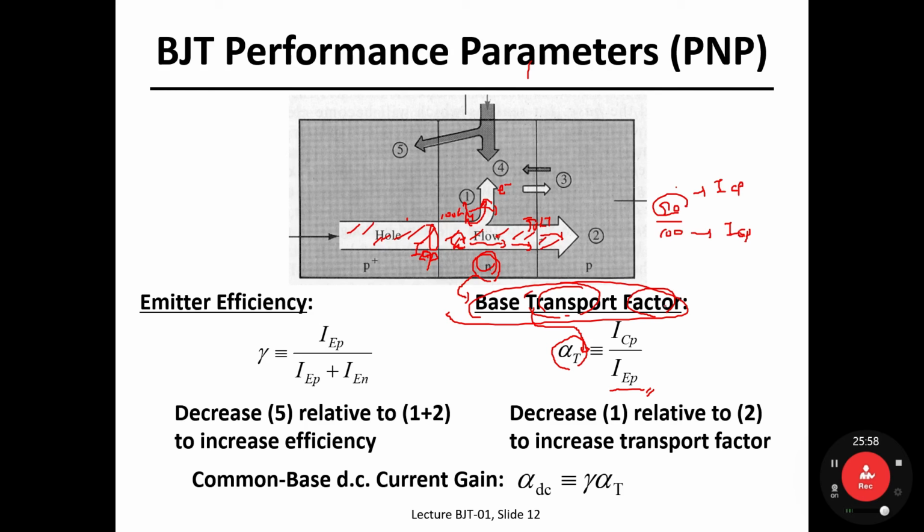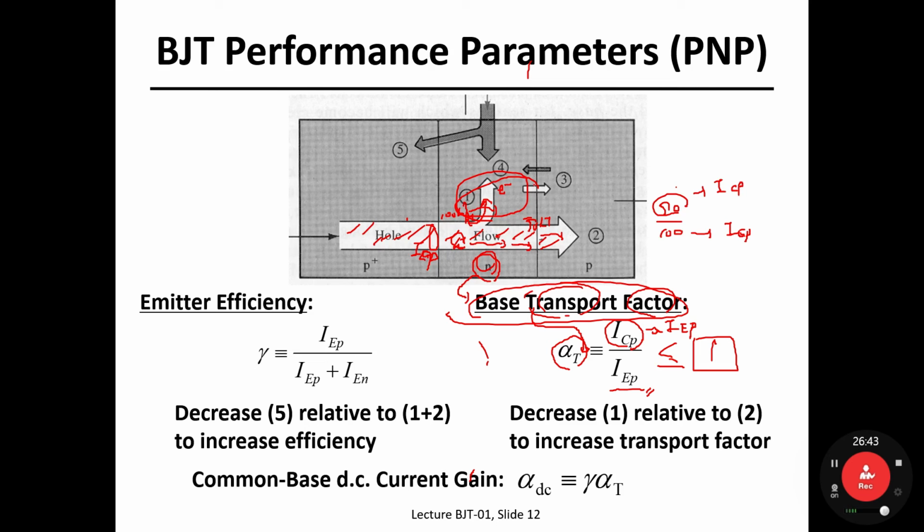Then base transport factor means how much of the injected holes has been lost or recombined with electrons in the base. So you can simply estimate the maximum value of the base transport factor. What is it? Yes, 1, right? This I sub CP would become approximately identical to the I sub EP if this recombination is minimized. Then your base transport factor would become, in the end, 1. Okay?